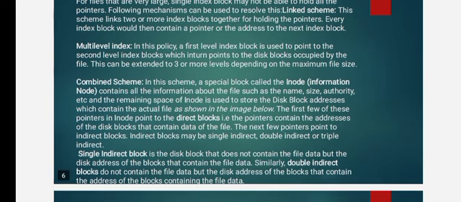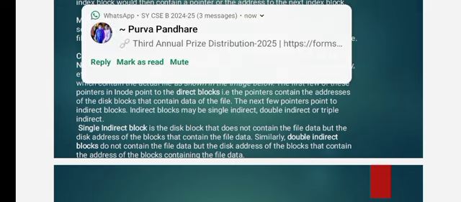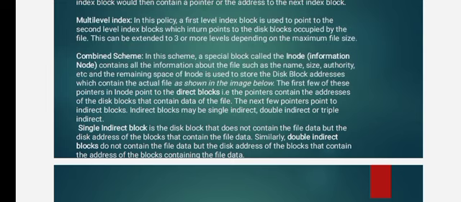Combined scheme. In this scheme, a special block called an inode, information node, contains all the information about the file such as the name, size, authority, etc., and the remaining space of the inode is used to store the disk block addresses, which contain the actual file as shown in the image below. The first few of these inode pointers point to the direct blocks. The next few pointers point to the indirect blocks.